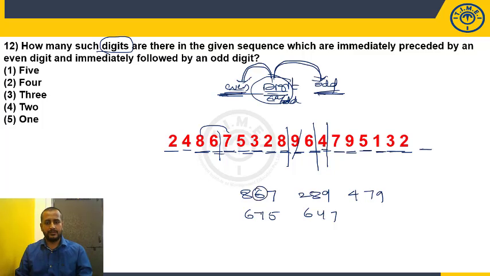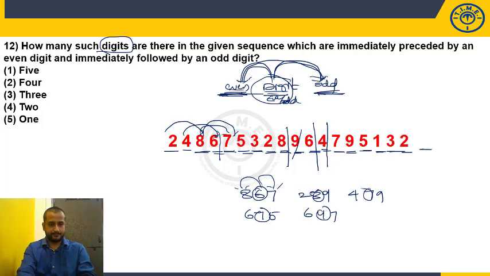There are 5 digits which are immediately preceded by an even number and immediately followed by an odd number. My dear students, we are not doing any magic here. Just we are focusing on alternate numbers. We require even, and alternate number required odd. Even, alternate, odd. Like this we are checking each and every pair. That's it.